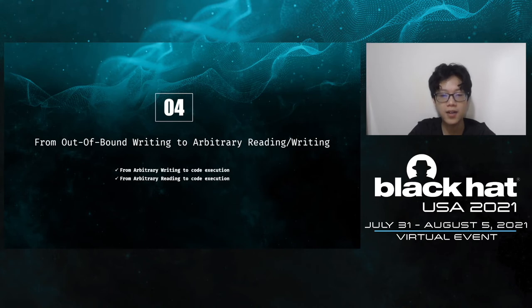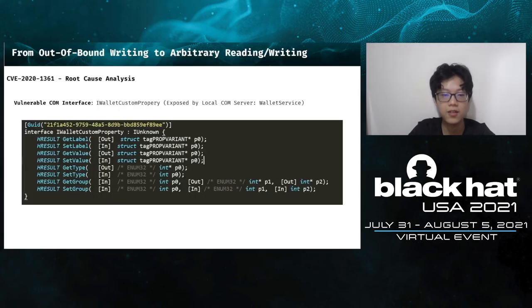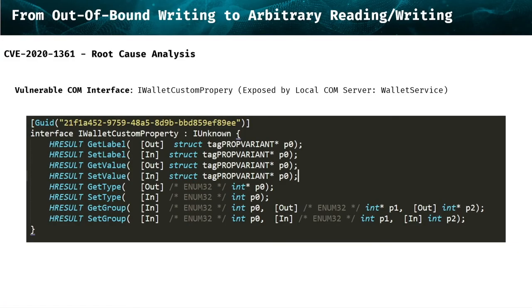The last part is an out-of-bounds write vulnerability. We found this bug can be triggered stably. The vulnerable interface is iWallet's custom property. This interface is exposed by the local server, the wallet service. The vulnerable function is the setGroup method.